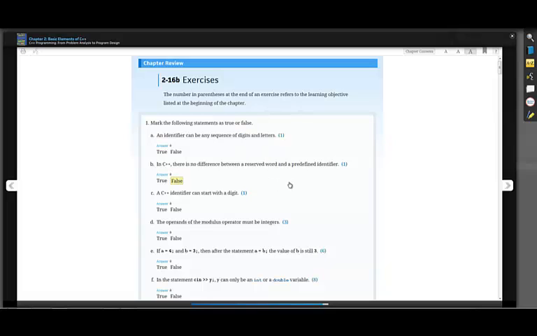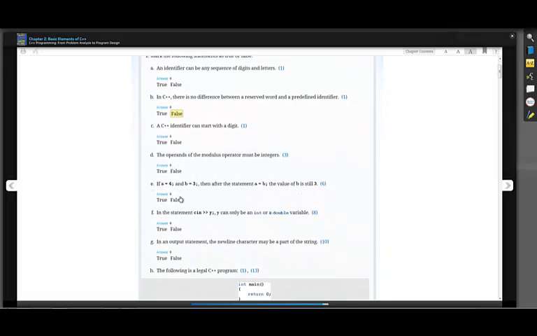B: in C++, there's no difference between a reserved word and a predefined identifier. That is false. There is a big difference; you can't use reserved words as predefined identifiers, so that's false. Letter C: a C++ identifier can start with a digit. Like I said, you cannot start an identifier with a digit. Please look back at what an identifier is. Identifiers are your classes, functions, variables, and constants.